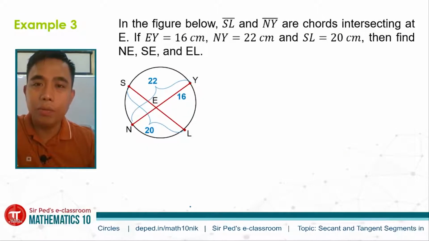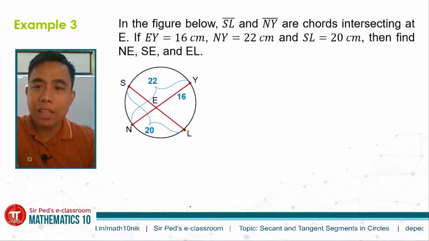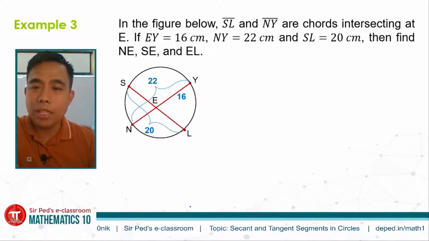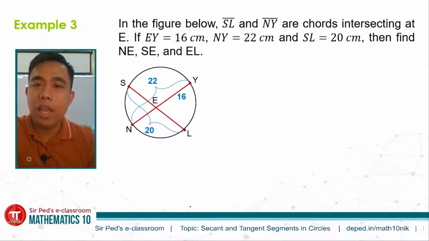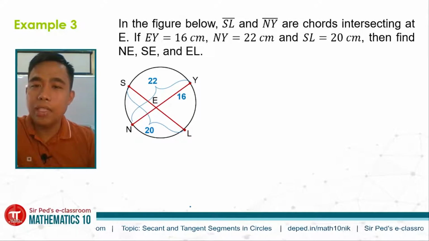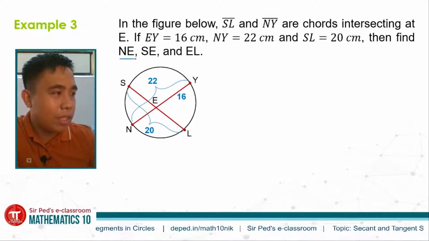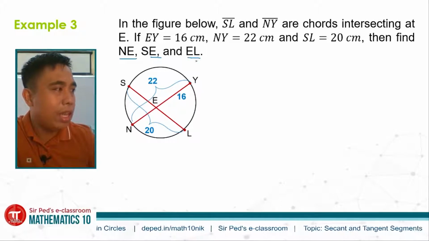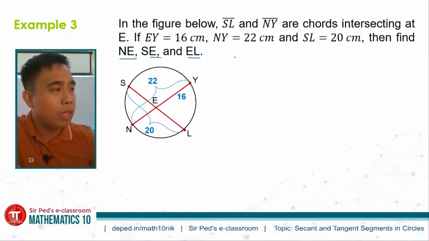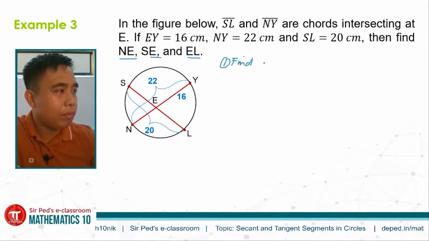In the figure below, SL and NY are chords intersecting at E. If EY is equal to 16 centimeters, NY is equal to 22 centimeters, and SL is equal to 20 centimeters, then find NE, SE, and EL. So, tatlo yung hahanapin nating segments. So, NE, SE, and EL. So, punta muna tayo kay NE. So, we are going to find NE.